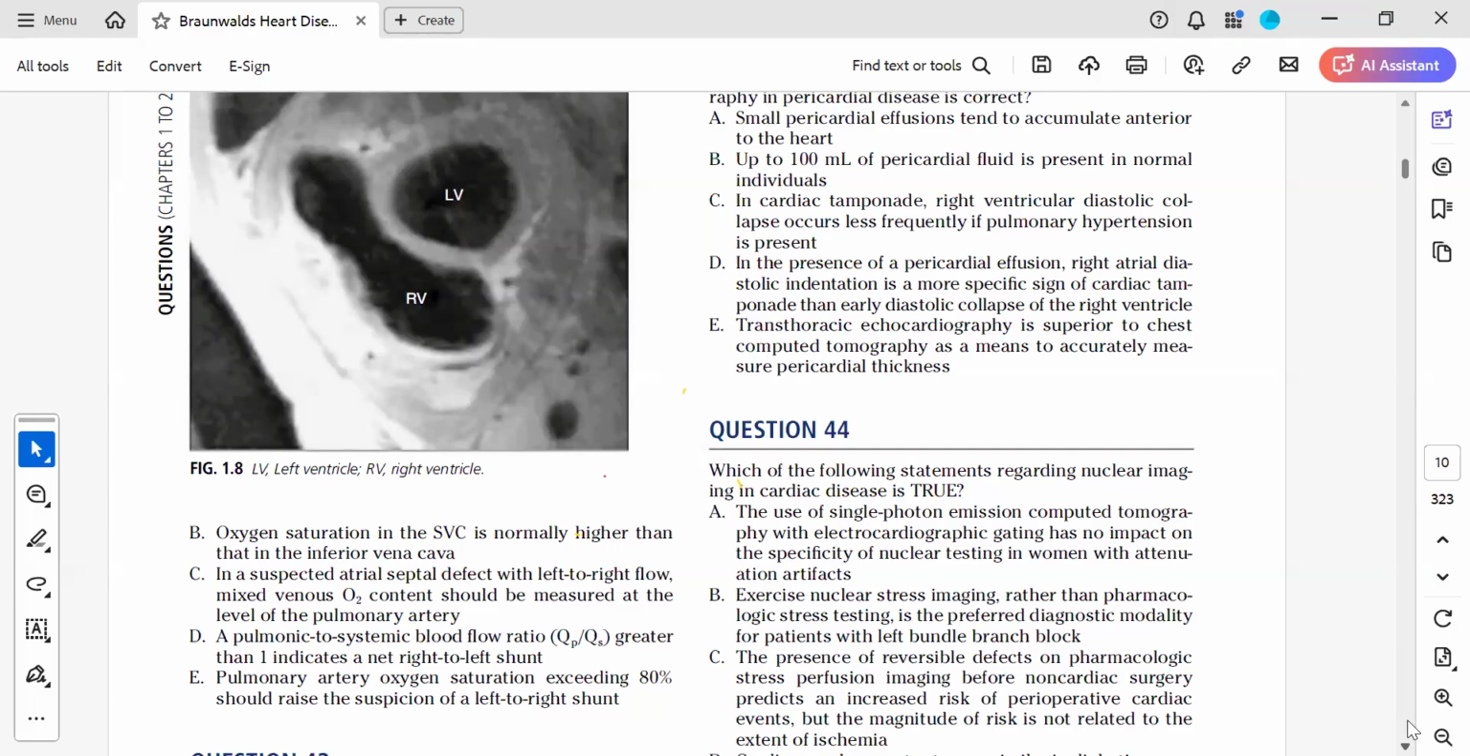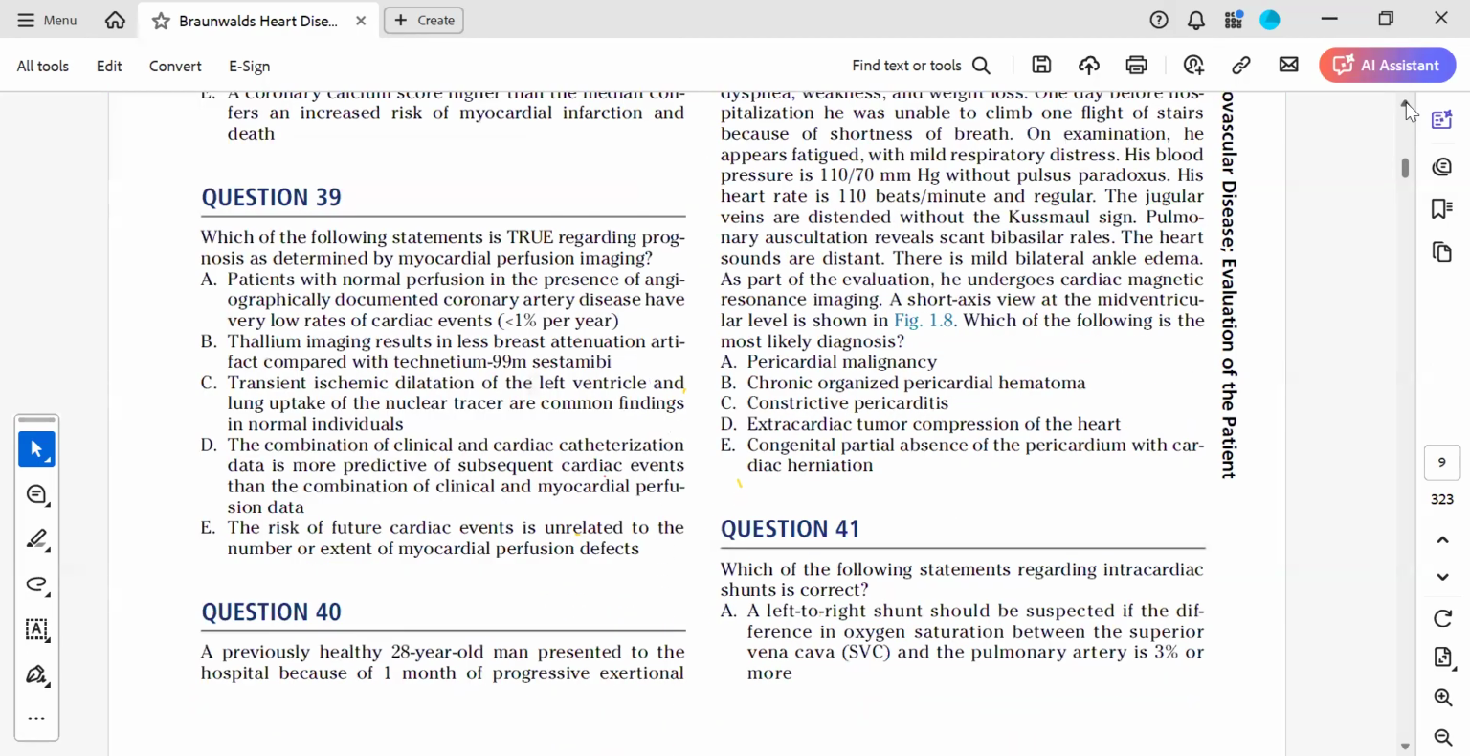E. Pulmonary artery oxygen saturation exceeding 80% should raise the suspicion of a left to right shunt. Okay, as a form of preamble, deoxygenated blood comes to the right heart while oxygenated blood flows out of the left heart. Normally, there is no communication, except you have congenital issues where you have an ASD, or you have a PDA causing a flow between the right and the left heart.